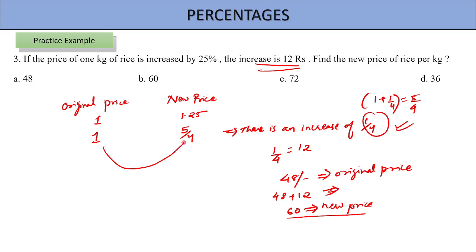You see that from 1 to 1.25, there is an increase of 1 by 4. And this increase is nothing but 12 rupees. So you have to just equate it, and whatever value you get will first be your original price, and then you add your 12 rupees to get the new price. I hope this sum is clear. If not, then please pause the video, start this part again, and then come back to the solution.